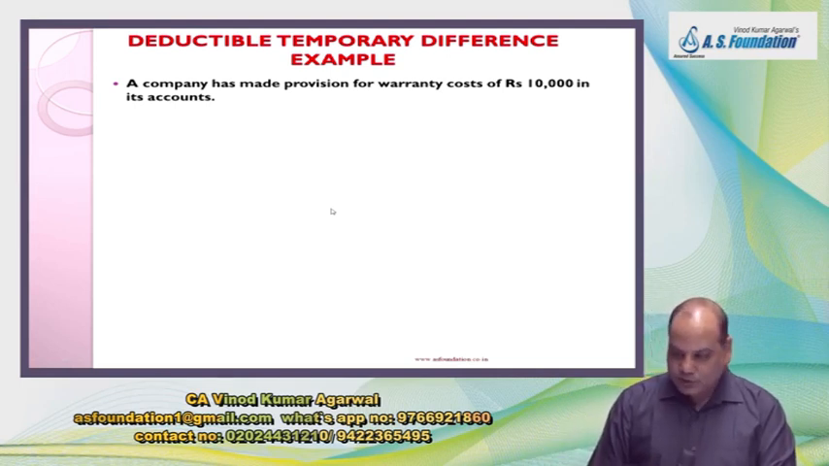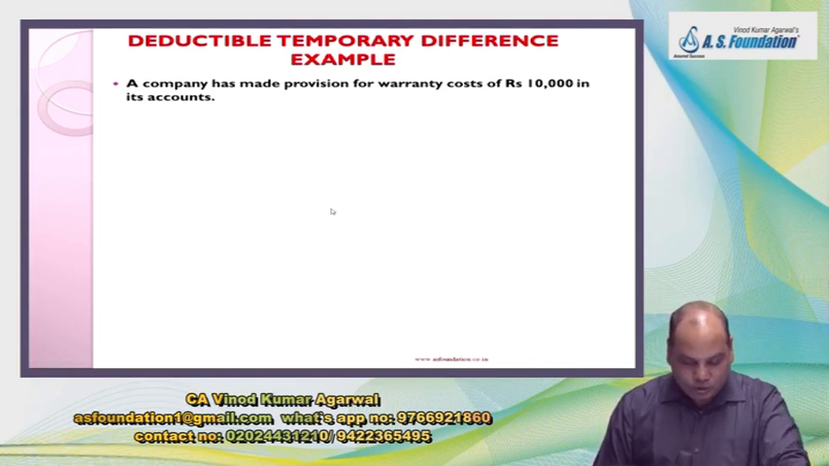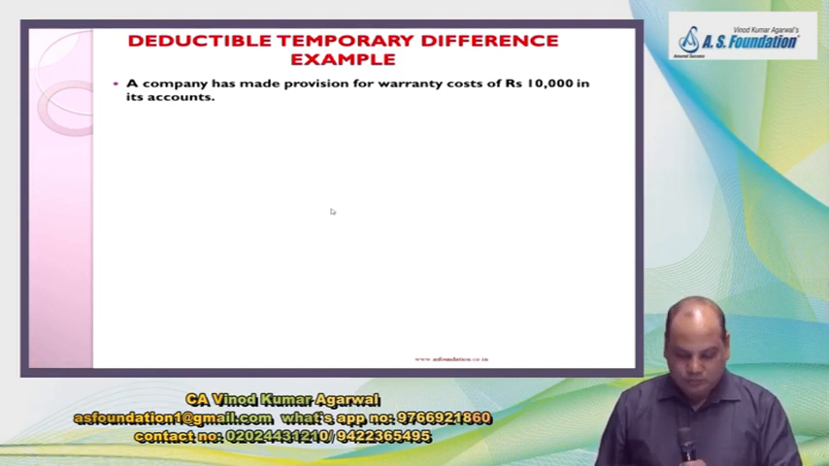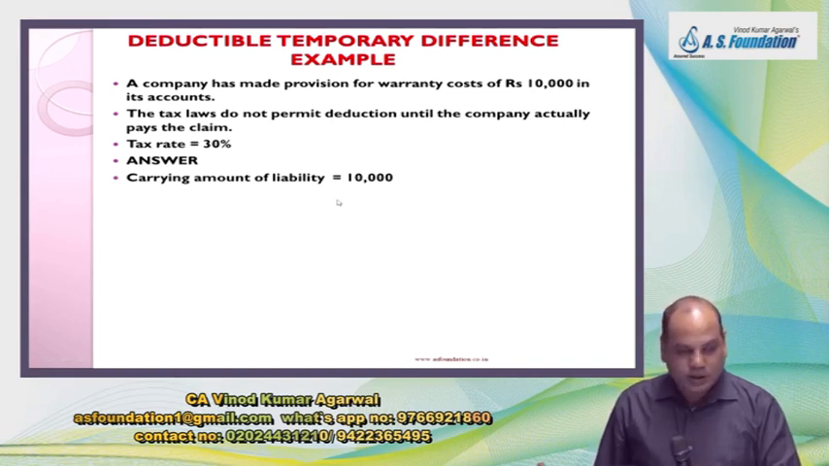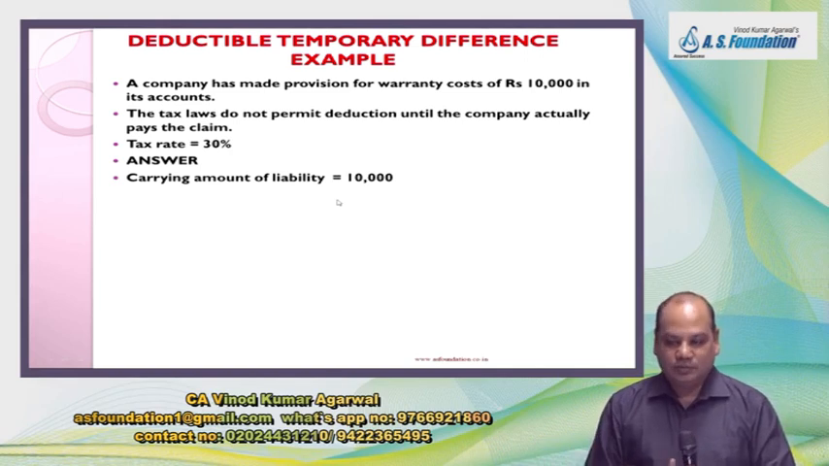So now you solve this example printed below. Question number 24. A company has made a provision for warranty cost of rupees 10,000 in its accounts. Tax laws do not permit deduction until the company actually pays the claim. Tax rate is 30%. Compute DTA or DTL. In the exam, they will say compute DTA or DTL.